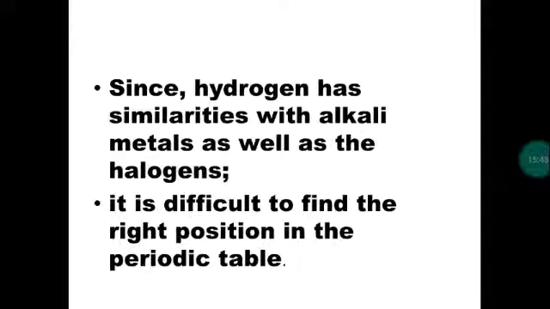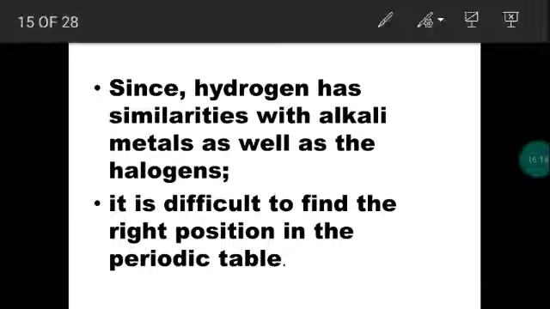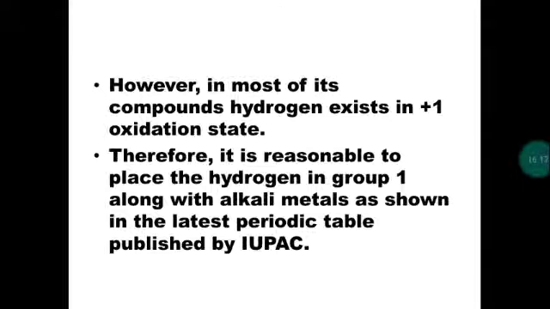So now we have to fix the position of hydrogen. Hydrogen has properties like both alkali metals as well as halogens. In which group will you place hydrogen? Group 1 or group 17? Even though it has properties similar to alkali metals and halogens, which is the correct position of hydrogen in the periodic table? For that, we may observe the recently published modern periodic table by IUPAC. In it, hydrogen is placed in group number 1.